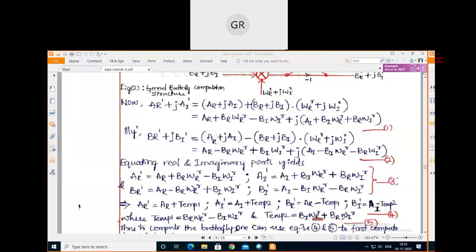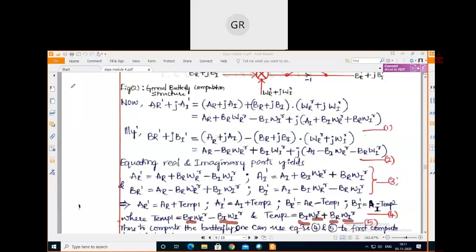Keep WR and WI as it is. Replace BR by BI and BI by BR here. Okay, see here: BR by BI, BI by BR. Here minus sign, here plus sign.